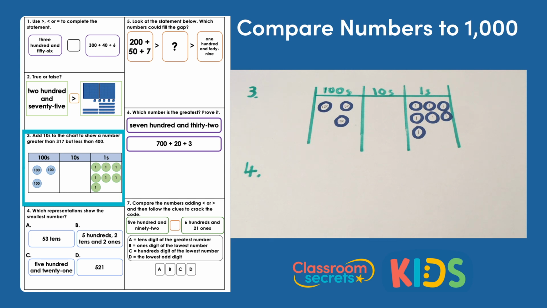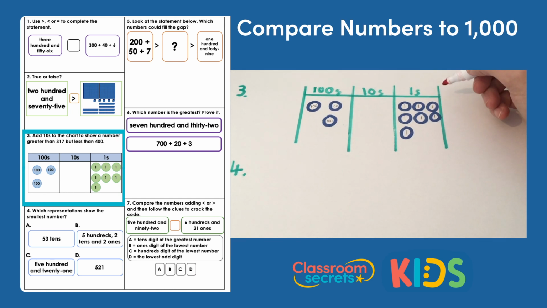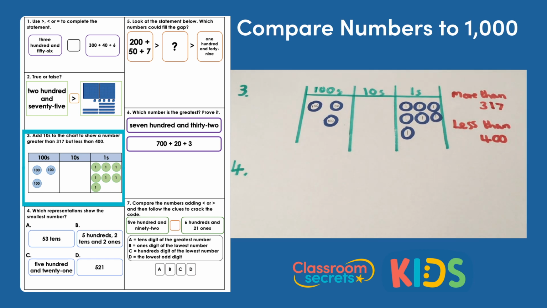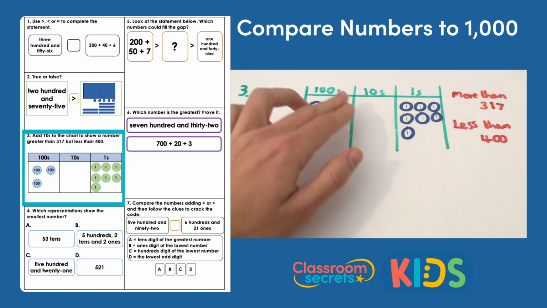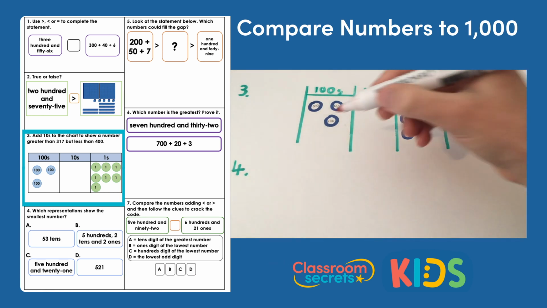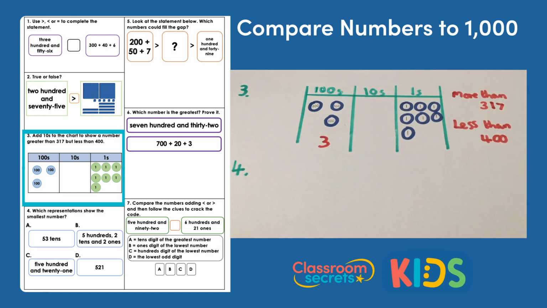Question 3 then asks us to add tens to the chart to show a number greater than 317 but less than 400. So I'm just going to put a little note at the side: more than 317, less than 400, just to help me remember what we need to do here. So we've got 3 in our hundreds, so we've got 300. We've got nothing in our tens at the moment, and we've got 7 ones.